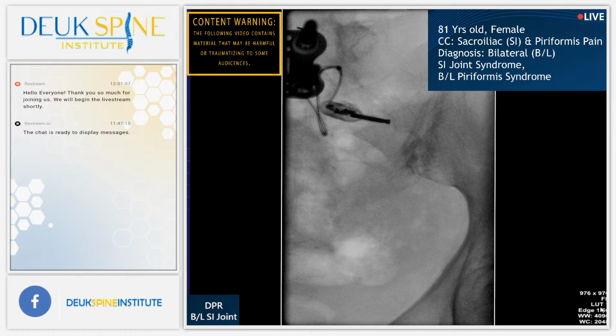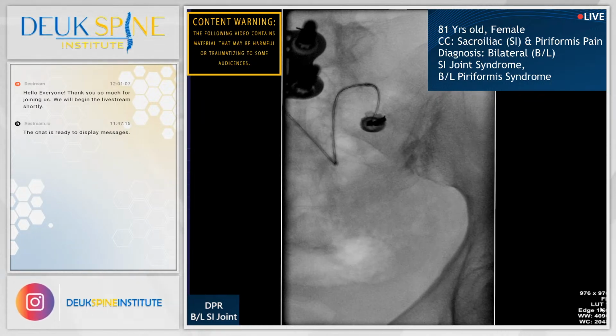But the problem for doing this procedure, the thing that makes it difficult, is that the sacral ligaments are calcified. They're very thick, and with age they become calcified and make it really hard to get past them down to where the pain nerves are.